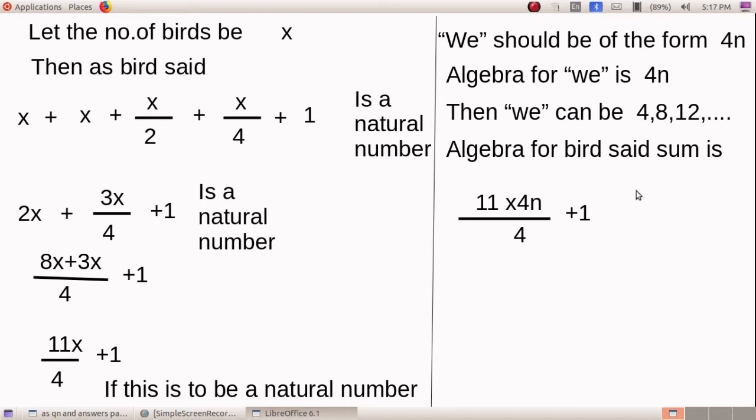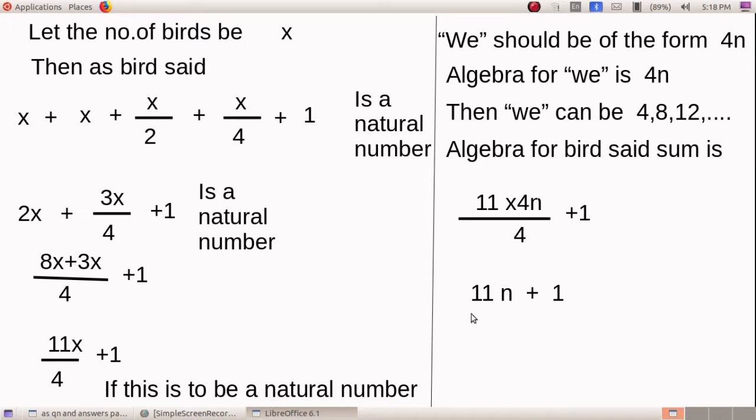This one is the sum of the bird set. Therefore, this 4 and this 4 on cancellation, we will get 11 into n, 11n plus 1. This is the algebraic expression to denote the sum that the bird denoted. Here, n will be 1, 2, 3 like that. At that time, this will give the sum that the bird set.